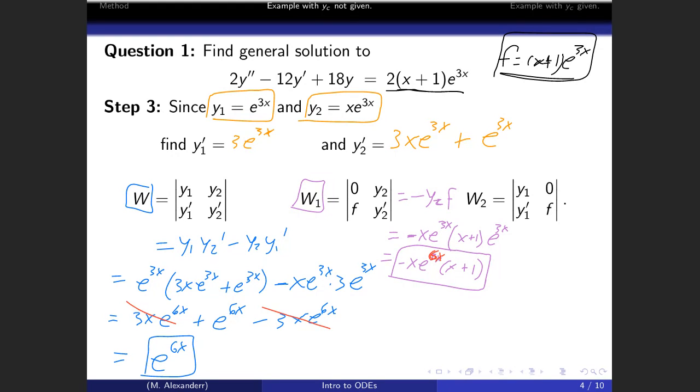So I'll put this in blue. So we need to calculate the W2. And if you do the calculation here, this is going to be y1 multiplied by the f. Okay, y1 multiplied by the f. And again, all you do is just plug in the information, which in this case is going to be e to the 3x. The f function is x plus 1 multiplied by e to the 3x. And so in this case, this gives you x plus 1 e to the 6x. All right, so that's your W2 function.